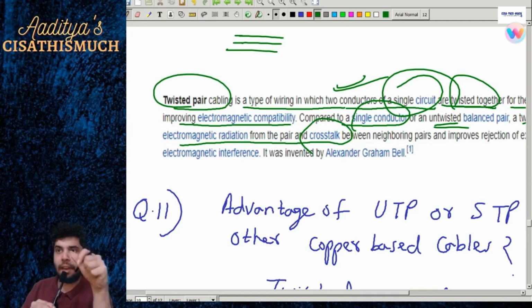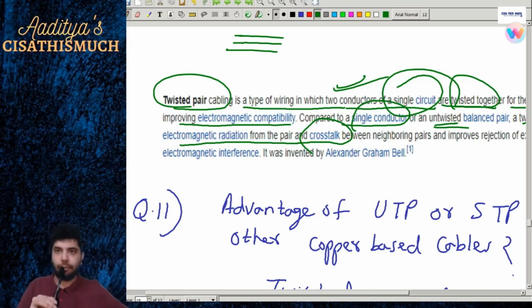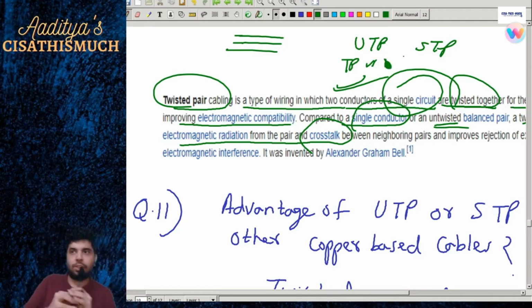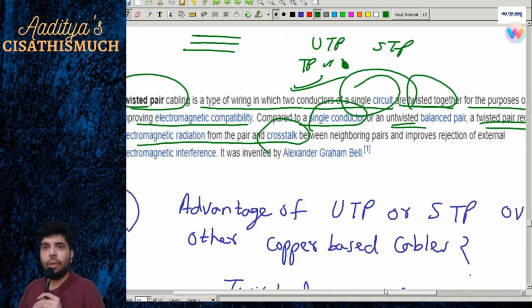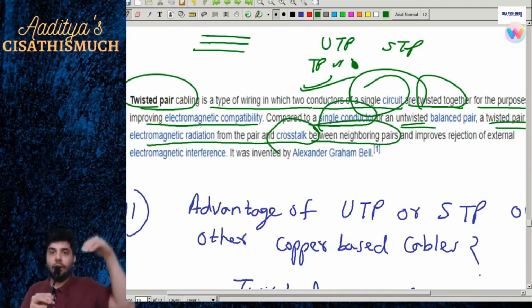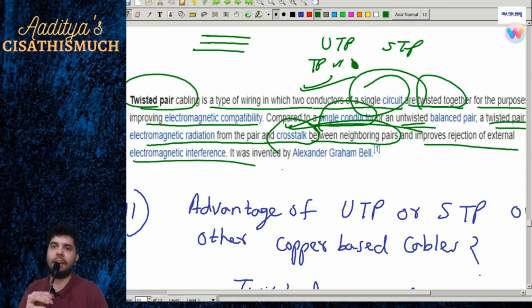Basically, having a twisted pair reduces crosstalk as compared to the untwisted, as compared to the coaxial. A twisted pair cable, whether it is your STP or your UTP. When we compare UTP and STP, STP is better than UTP. But when we compare twisted pair versus untwisted pair, twisted pair will basically reduce the electromagnetic radiation from the pair and crosstalk between the neighboring pairs, and improve rejection of external electromagnetic interference.